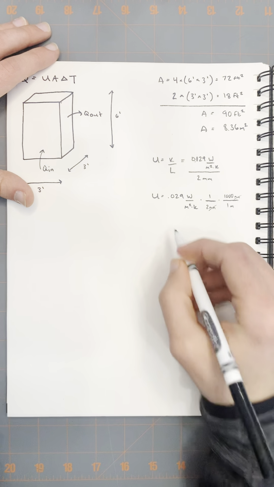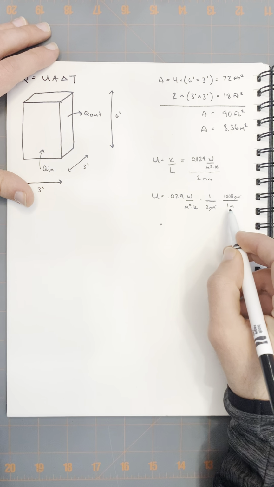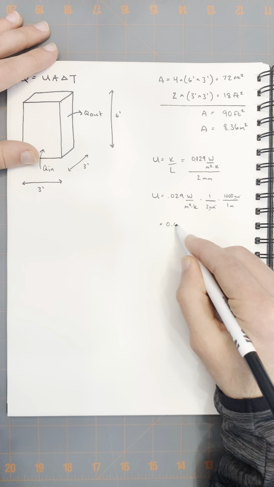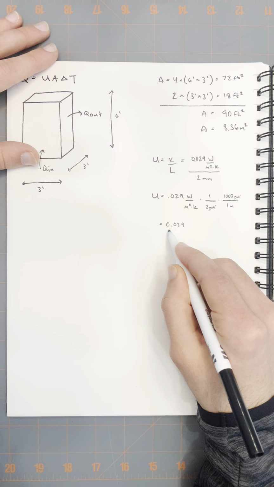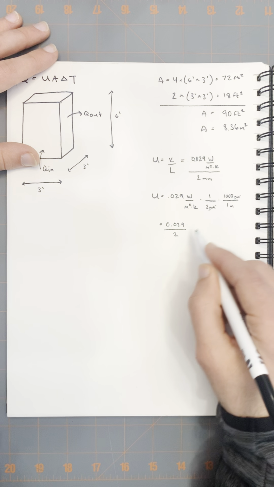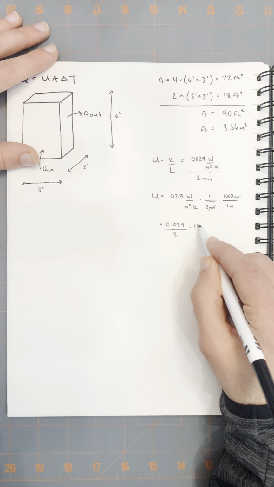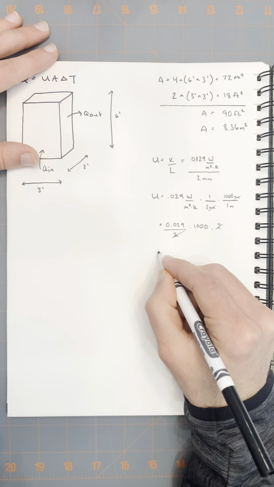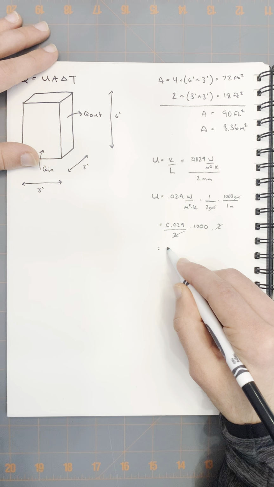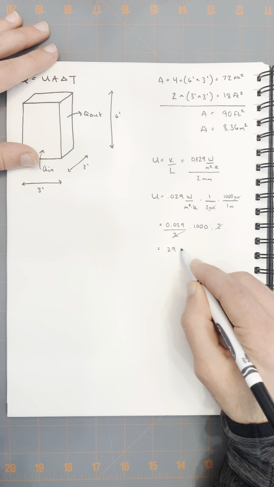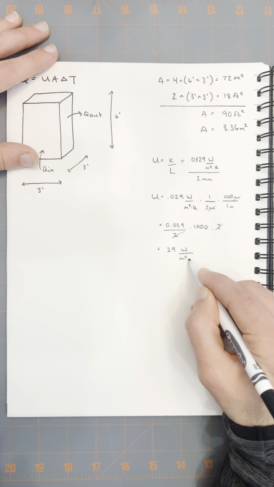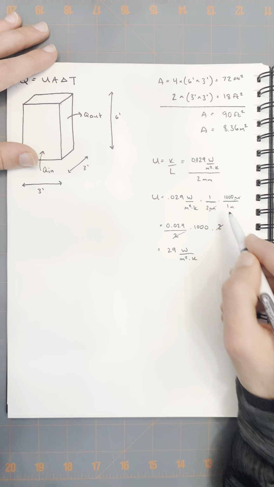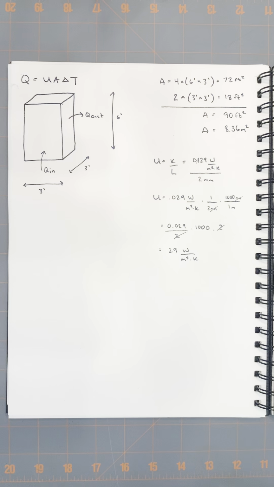I goofed here. But so in this case, 9 divided by 2 times 1,000, and there's 2 layers of insulation. See those cancel. So our overall heat transfer coefficient is 29 watts per meter squared Kelvin. See, since that's not supposed to be there, there's 2 meters in the denominator.